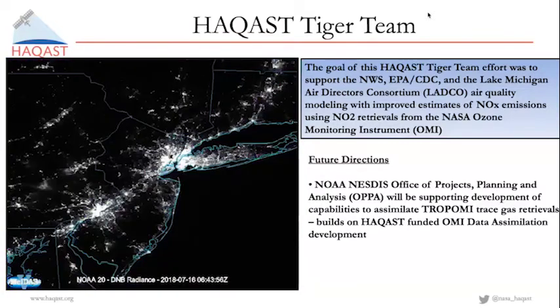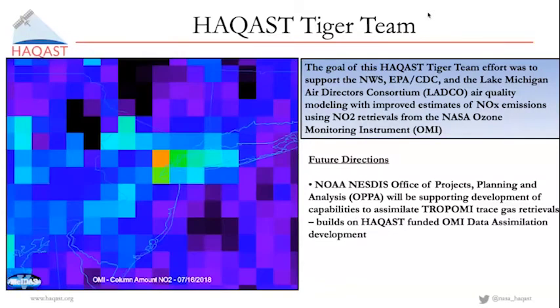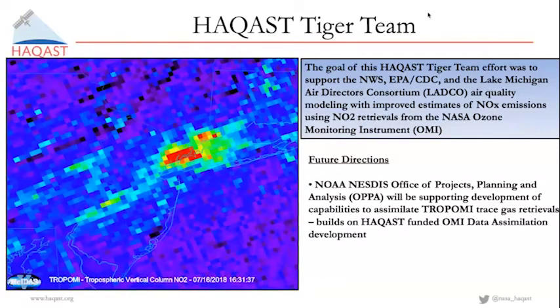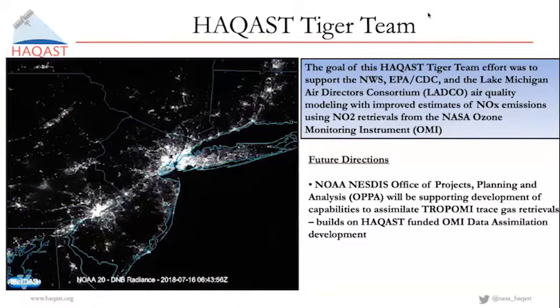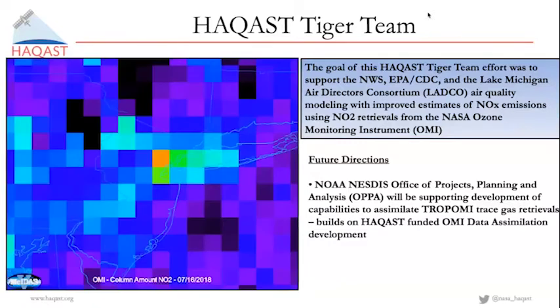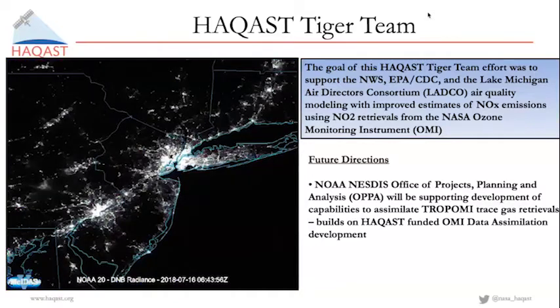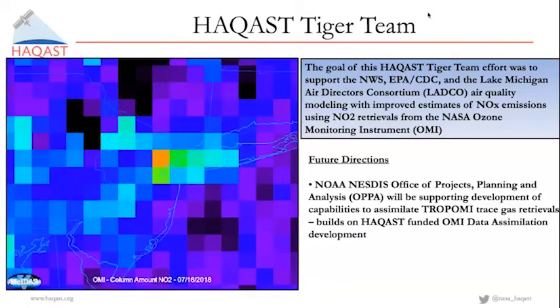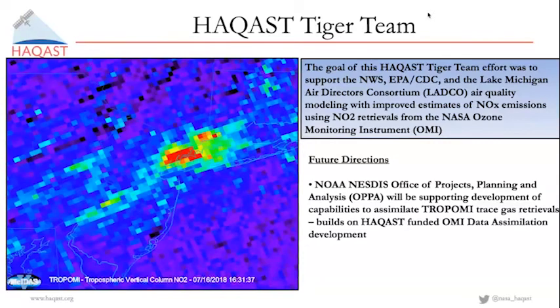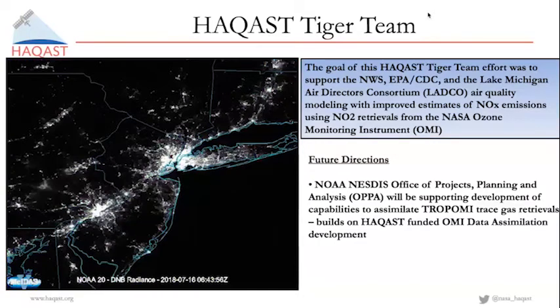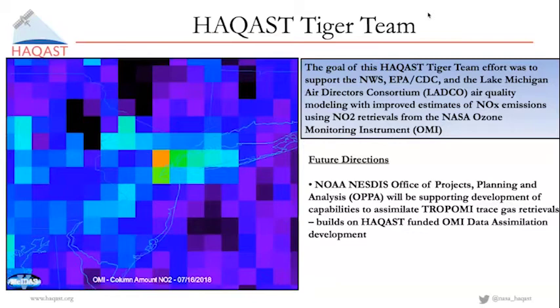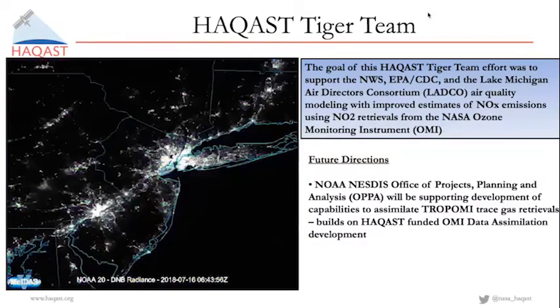So at the time that we were presenting this work at HAQAST, we had outlined some future directions where we were funded by the NOAA NESDIS Office of Projects Planning and Analysis, which is looking at future applications for the next phase of air quality forecasting at NOAA to use these TROPOMI trace gas retrievals.